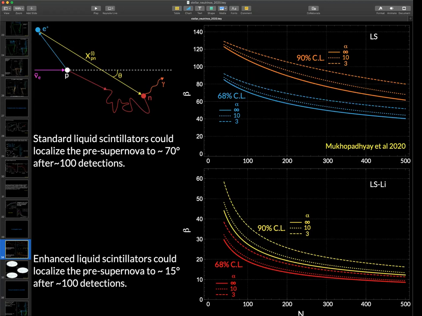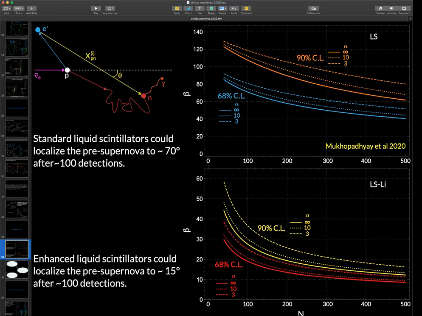Okay, so standard liquid scintillators, abbreviated LS in the upper plot, depending on your signal to noise ratio, so that's alpha in these plots. So alpha of infinity means no noise. That's kind of optimistic. Okay. And signal to noise ratios of 10 and 3. And so each of those curves there corresponds to various signal to noise ratios. Orange there is for detecting something at a confidence level of 90%. Blue there is for a 68% confidence level.